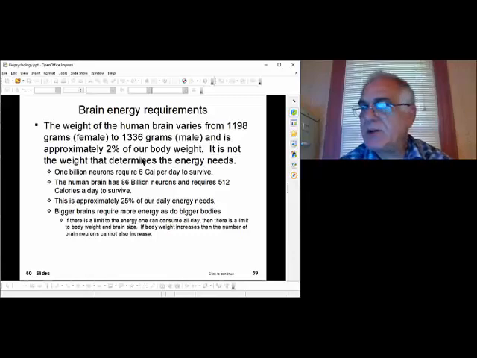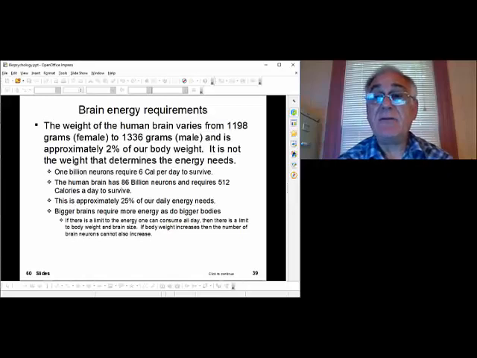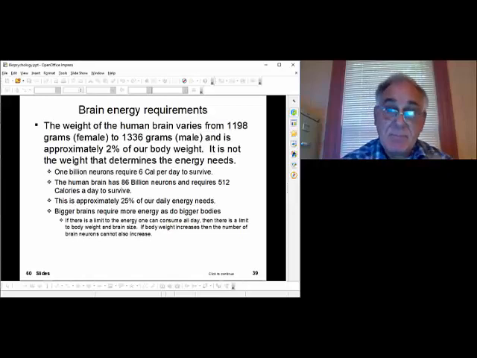The brain and energy requirements. The weight of the human brain varies from about 1,198 grams average in females to about 1,336 in males. There is a very big difference in the average size of male and female brains. We are different. We are not the same. Lots of people like to say that we are, but we have very big differences between males and females. Our brain is about 2% of our body weight.